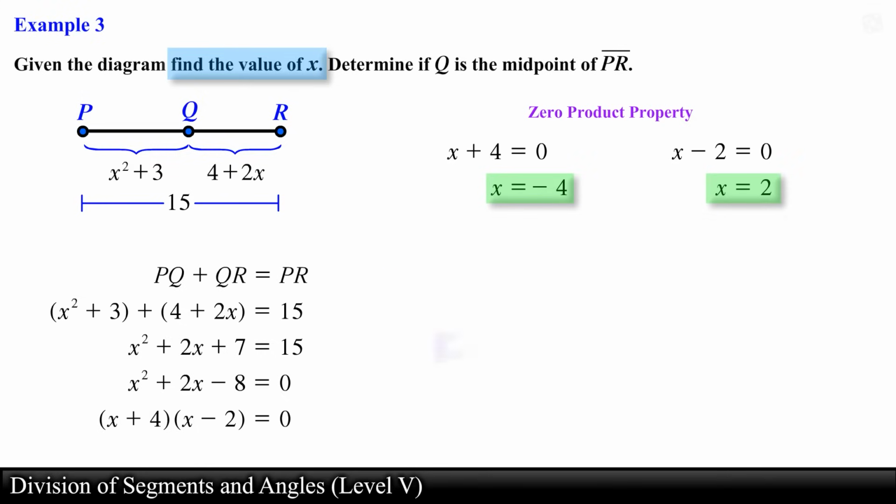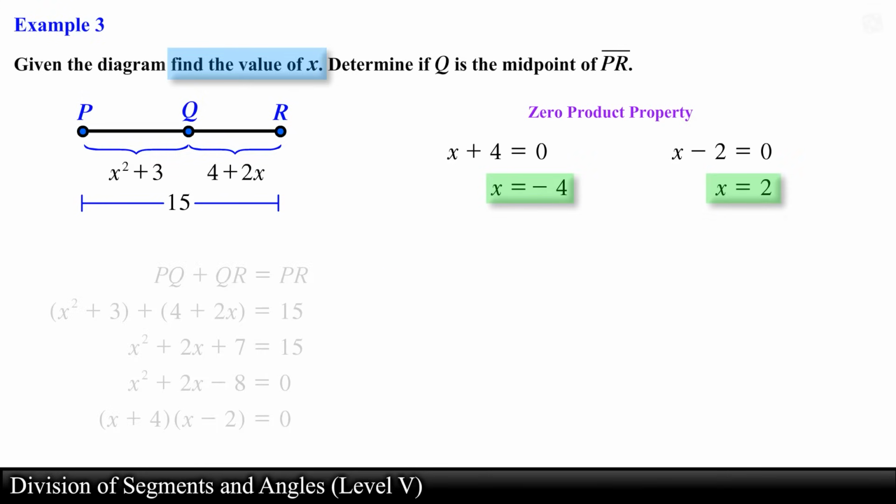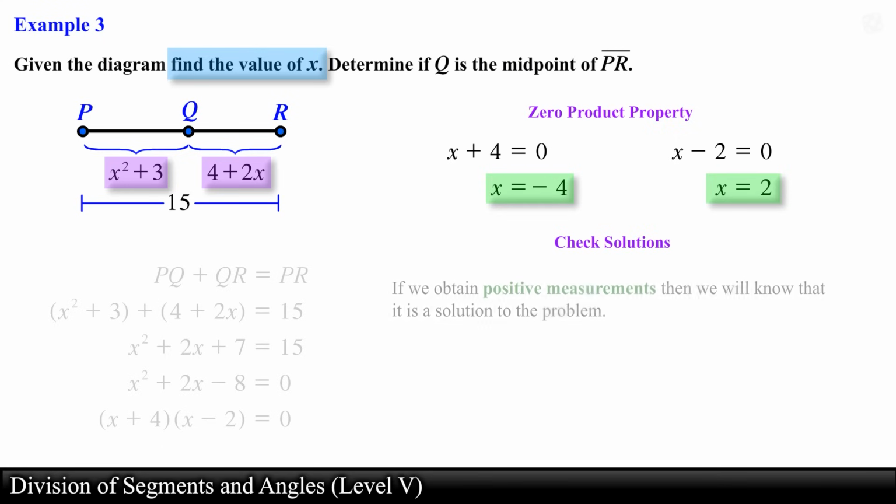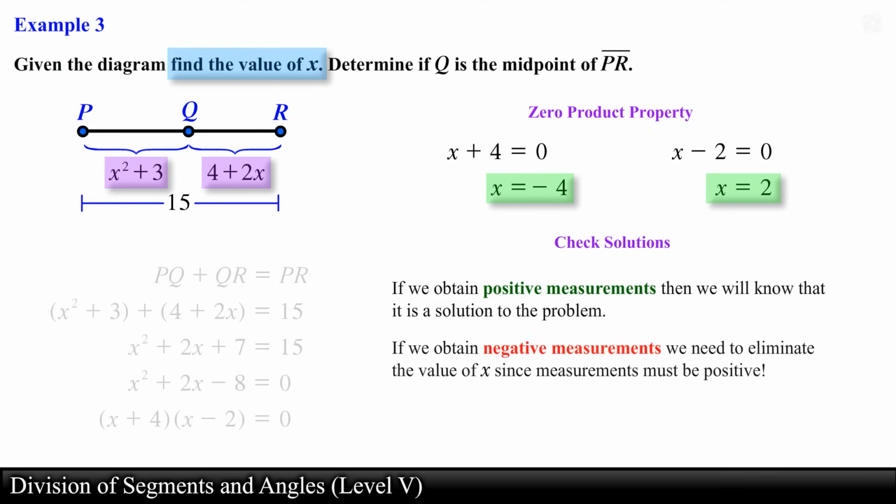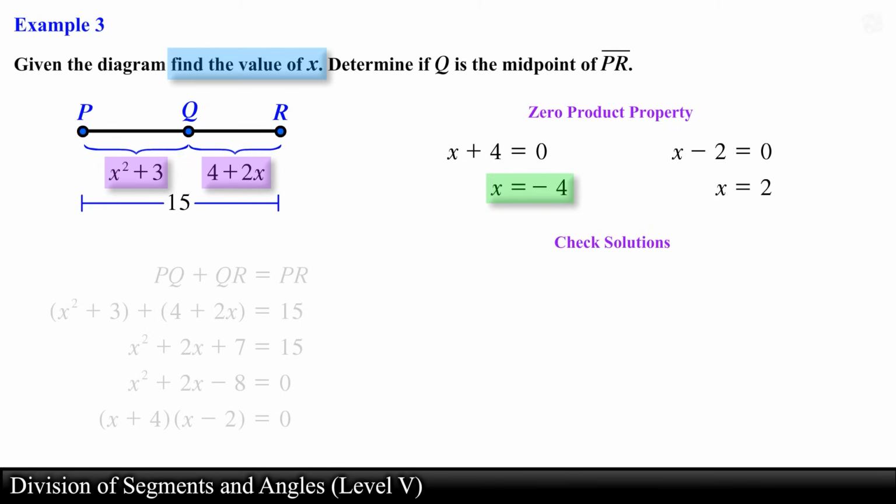Now we need to figure out if we can use both of these solutions. We can figure this out by substituting each value of x into the algebraic expression representing the two smaller line segments. If we obtain positive measurements, then we will know that it is a solution to the problem. If we obtain negative measurements, we need to eliminate the value of x, since measurements must be positive and not negative. Let's first substitute -4 into each algebraic expression and simplify.